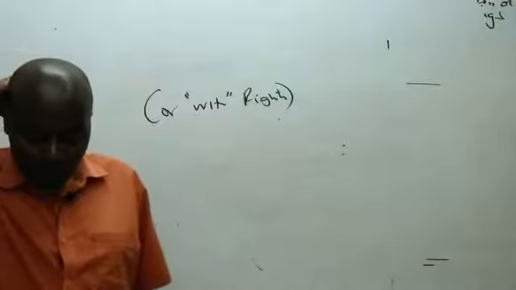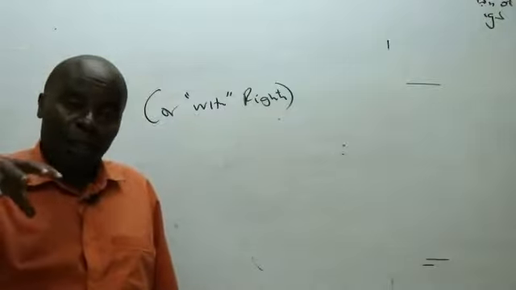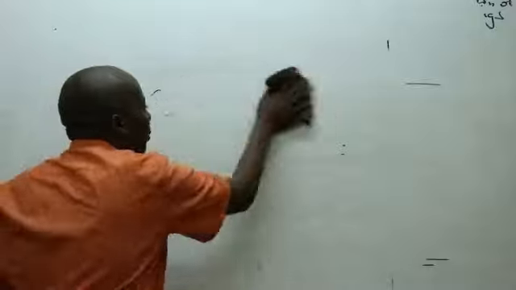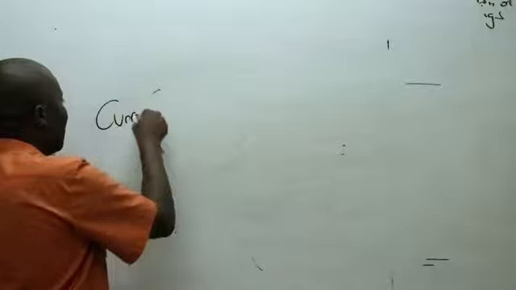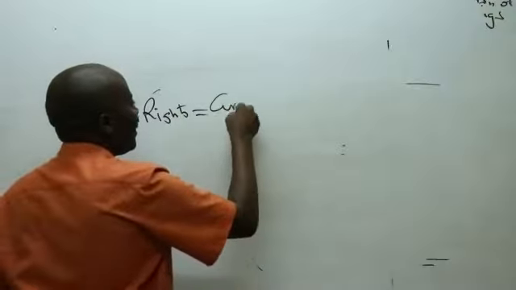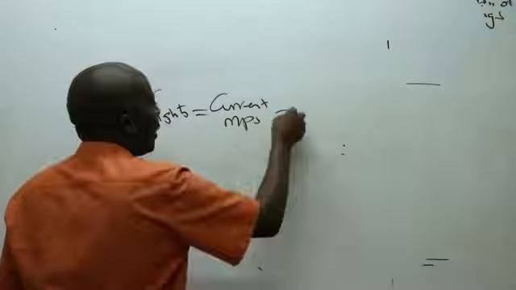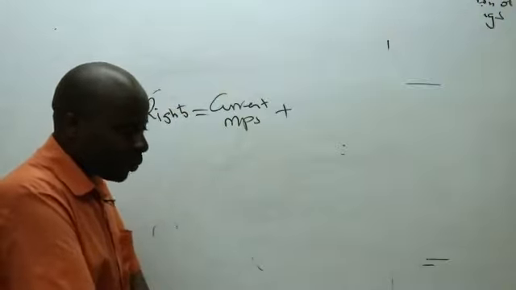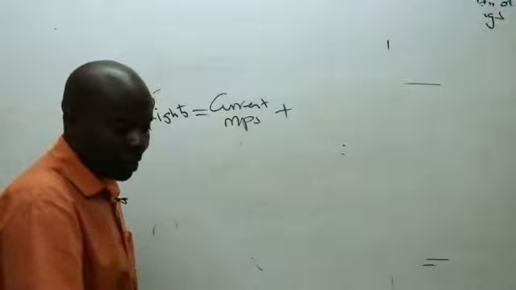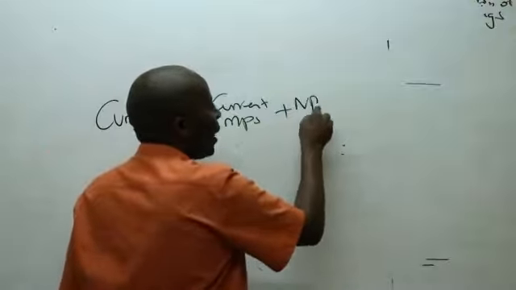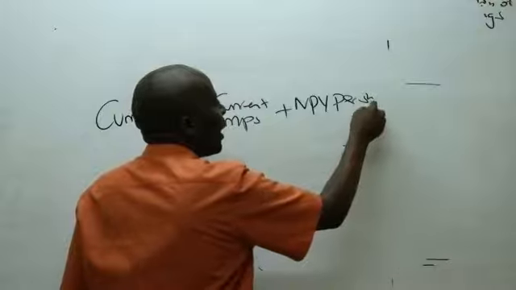So the most important thing will be, how do we calculate the CUM rights price? That is quite a simple thing. To get the CUM rights price, ladies and gentlemen, we normally take the current market price per share plus, of course, when I invest my money, this money will be taken to some projects. And we expect these projects to yield what we call NPV. So plus net present value per share.